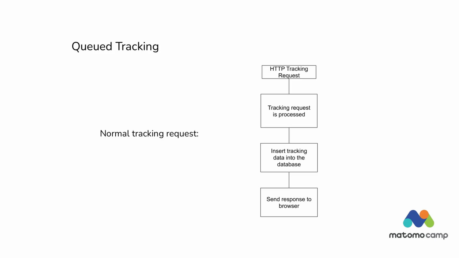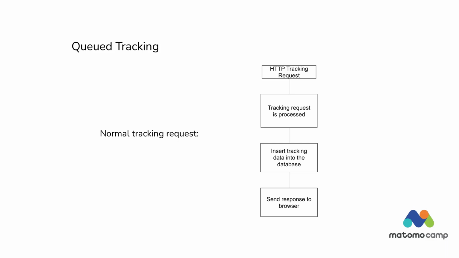Hopefully you'll see a graphic on your screen, and what we're looking at here is what we would consider a normal tracking request. You can see up at the top there, the browser sends that HTTP tracking request. That tracking request then gets received by the Matomo server and needs to be processed. It's then inserted directly into the Matomo database, into that raw visits log, and once it's inserted, we send that response to the browser.